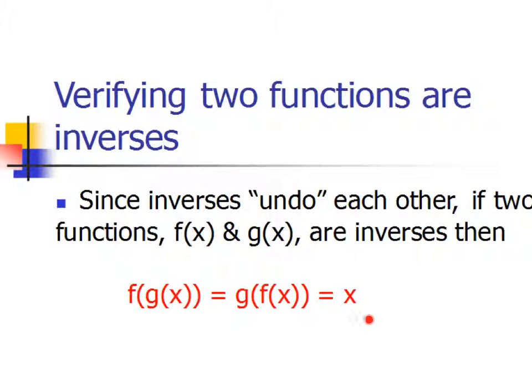Okay, so this is what you need to know. To verify two functions are inverses, you're going to do f of g of x, you're going to do g of f of x, and you're going to show me both times that you get x. Now, remember, you're verifying it, so it's really about the proof in your work showing me how this happened, not just saying yes or no.